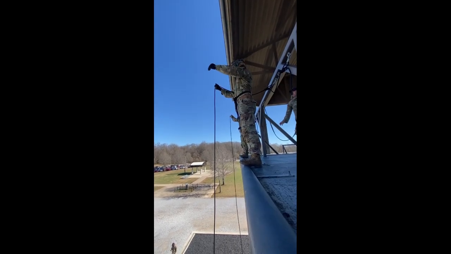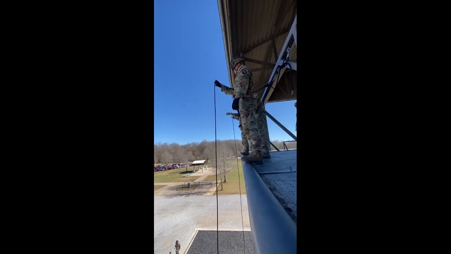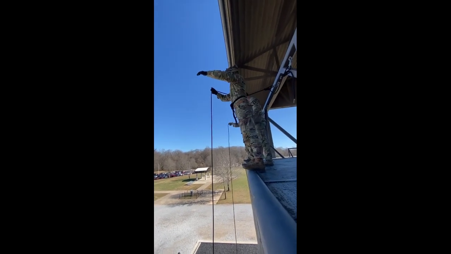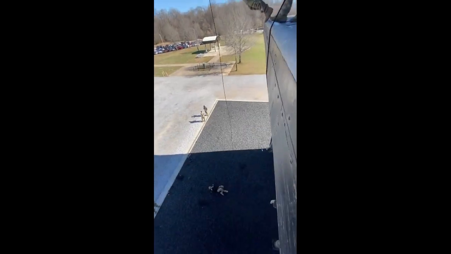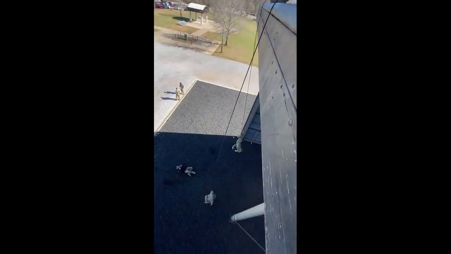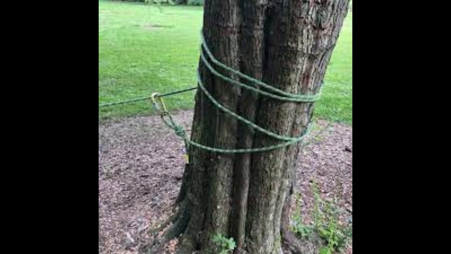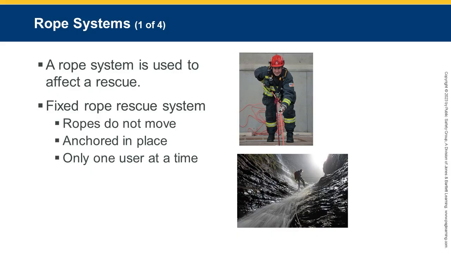Anchors are critical. You want the anchor set back from the edge so the rescuer has a safe space to rig, clip in, or de-rig without being in danger. An important rule: one user at a time. These systems are designed for controlled, single-person access. That keeps it safe and manageable. Even though only one person uses it at a time, a fixed rope system is excellent for getting rescuers to and from a rescue site safely. It's simple, effective, and reliable when set up correctly.